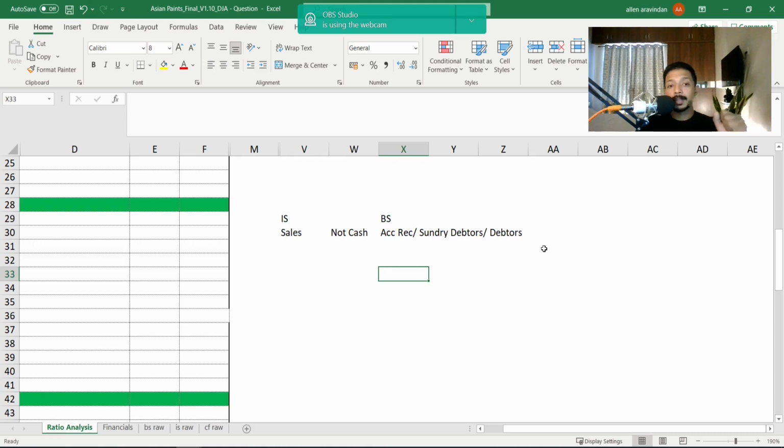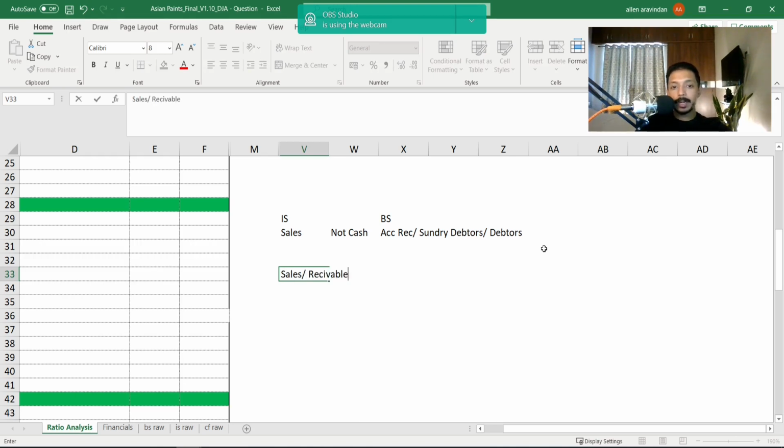Now you need to understand the accounts receivable turnover. When you want to understand receivables, the linked account in the income statement is going to be sales. So we've got sales, and we also have receivables in my balance sheet. Let me find out how many times sales is compared to my receivables. So we could just divide sales upon receivables. What we are trying to find out is just a factor, how many times.